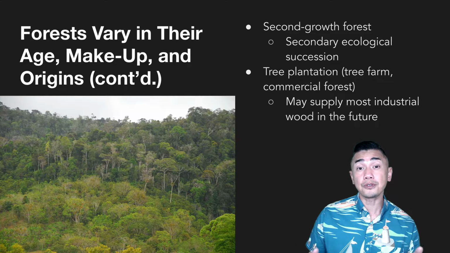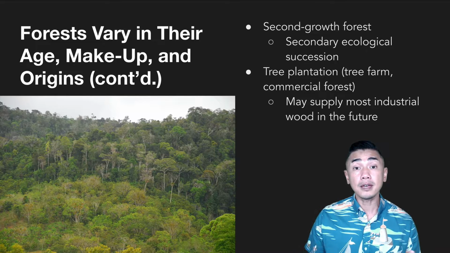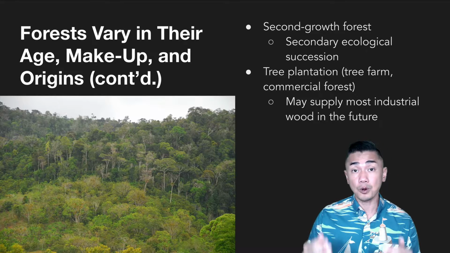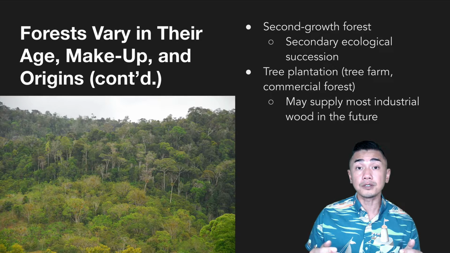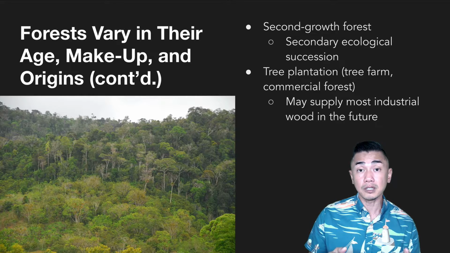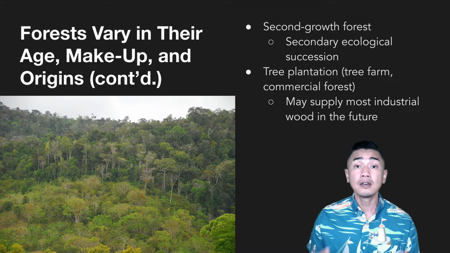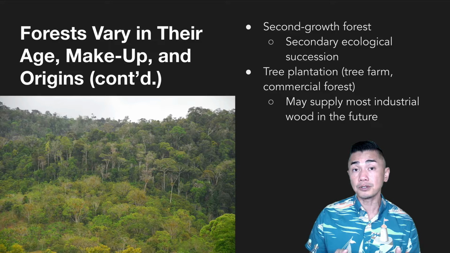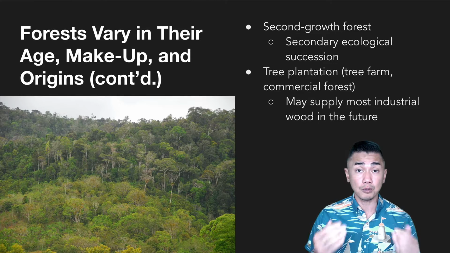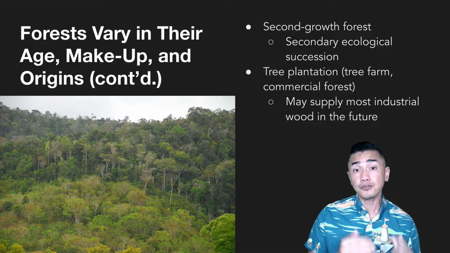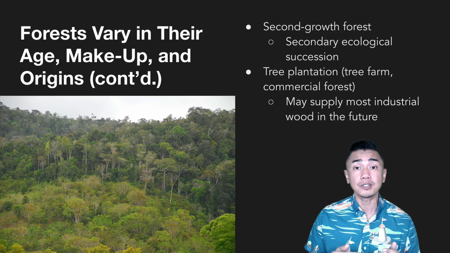If an old growth or primary forest is disturbed naturally or through human activity and then comes back, it's called a second growth forest. Second growth forests are products of secondary ecological succession, where plant communities reestablish themselves after a disturbance in the presence of soil. Finally, we have tree plantations, which are also called tree farms or commercial forests. In these forests, trees are planted and harvested on a regular basis, and they may supply most industrial wood in the future.